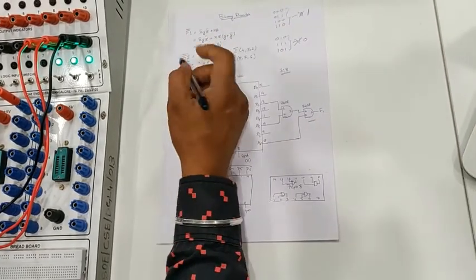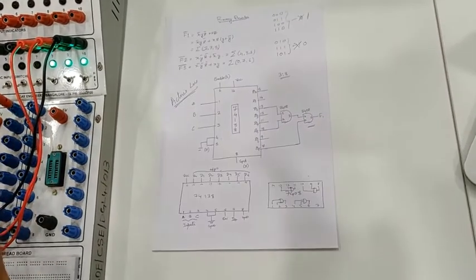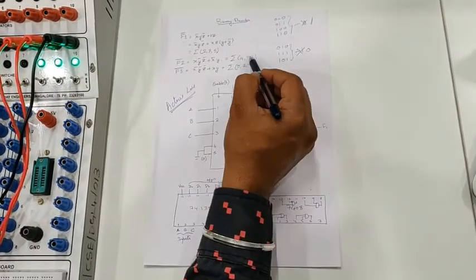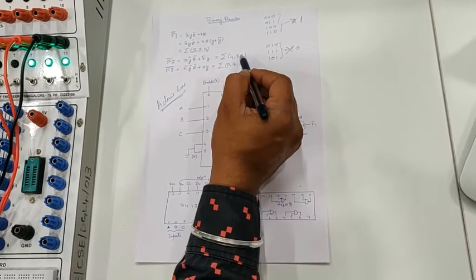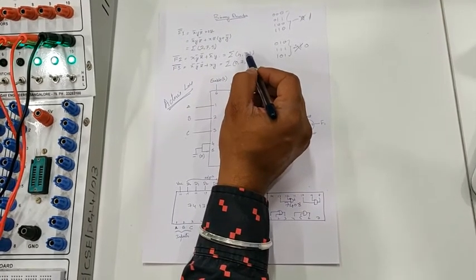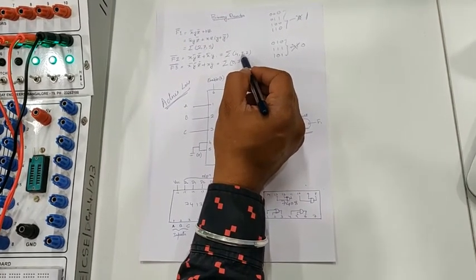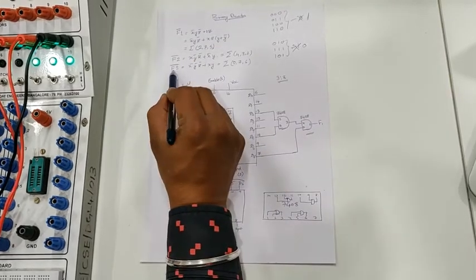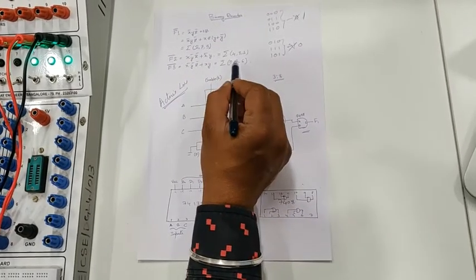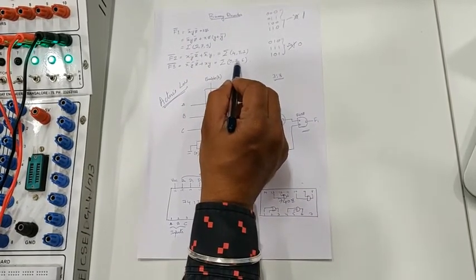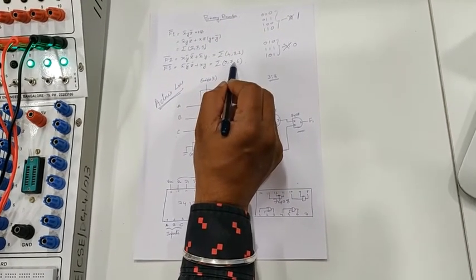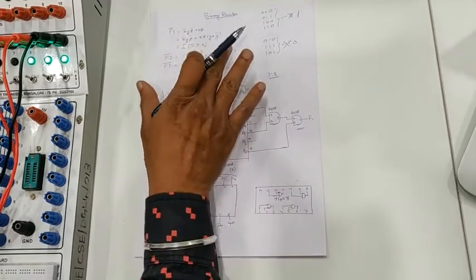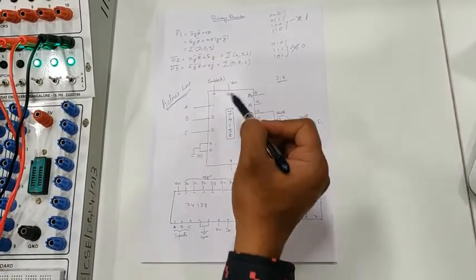Similarly for F2 dash, when you implement F2, for 2, 3, 4 you should get 0, and for the remaining 0, 1, 5, 6, 7, you have to get 1. Similarly for F3 dash, you have to get 0 for 0, 6, 7, and for the remaining, that is 1, 2, 3, 4, 5, you have to get 1. This is how you implement it, similarly you have to implement.